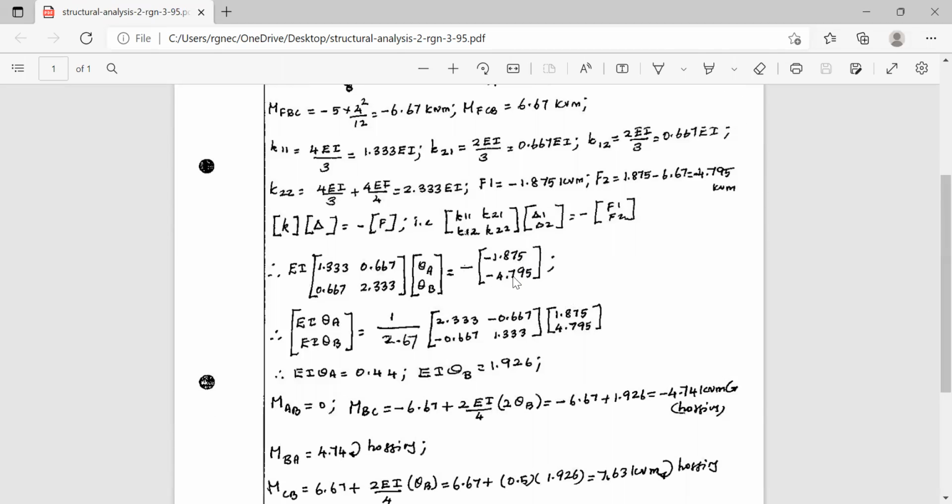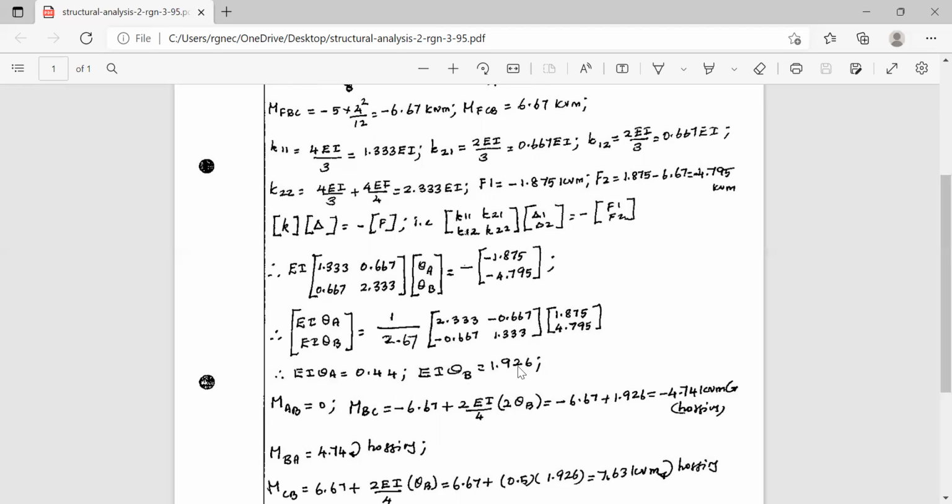You can see in this equation, the only unknowns are theta A and theta B. All other things are known. So in terms of EI, you can calculate the value of theta A and theta B, and they are calculated. EI into theta A is equal to this much. EI into theta B is equal to this much. You can see this. Now we have calculated theta A and theta B.